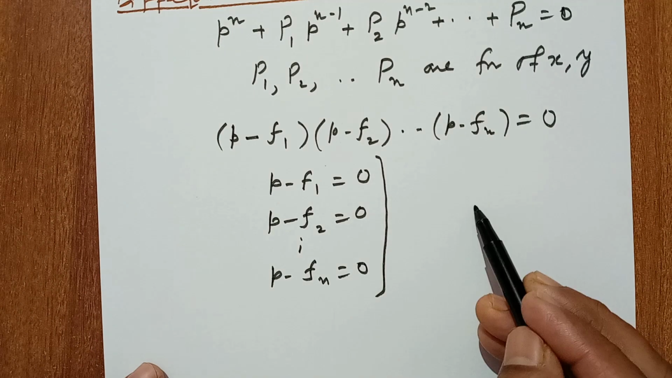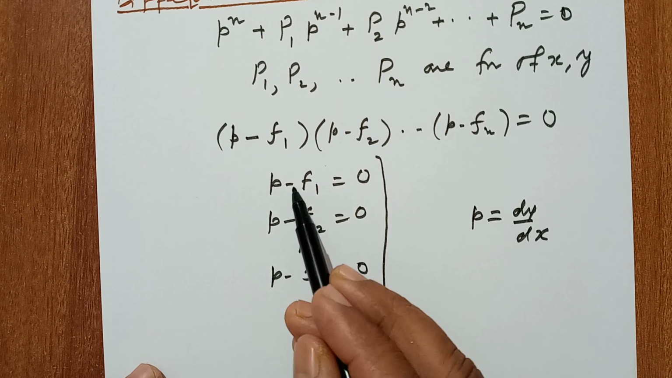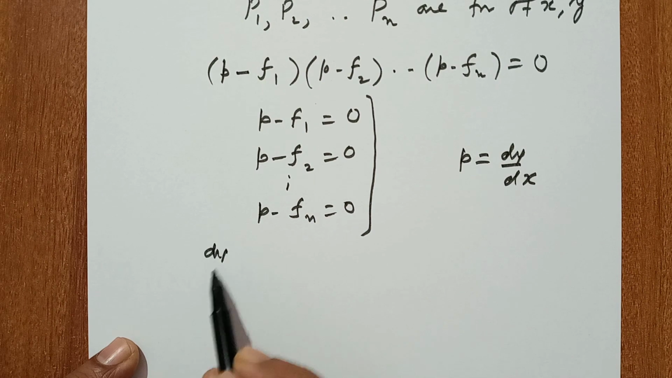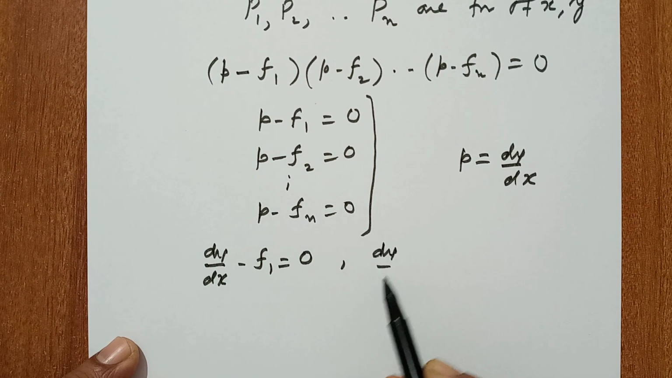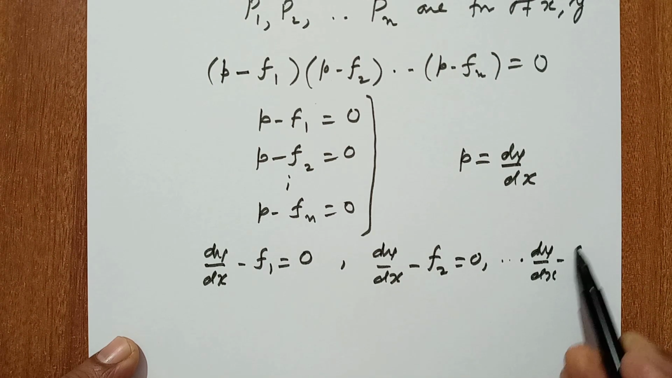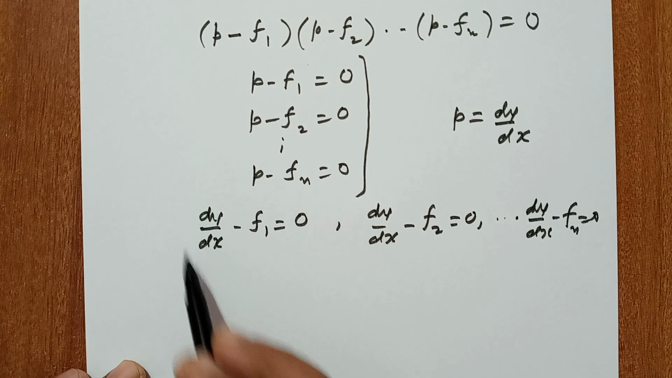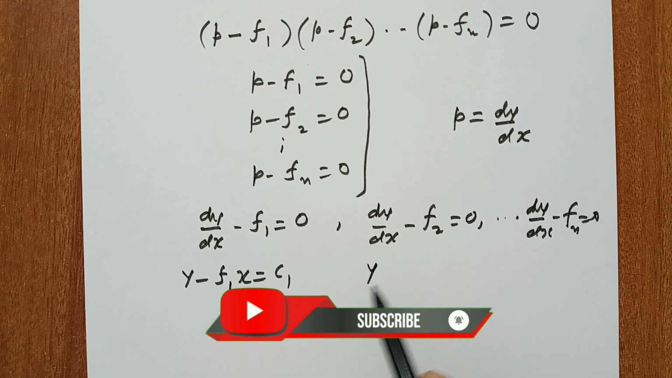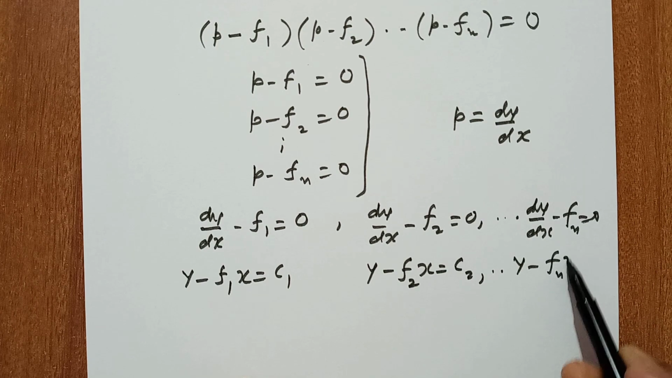Since small p is equal to dy by dx, by putting p equal to dy by dx here, here and here, and then integrating. So first we have dy by dx minus f1 equal to 0, then dy by dx minus f2 is equal to 0, up to dy by dx minus fn is equal to 0. This is a linear differential equation which is very simple, meaning on integrating, y minus f1x is equal to c1, y minus f2x is equal to c2, up to y minus fnx is equal to cn.